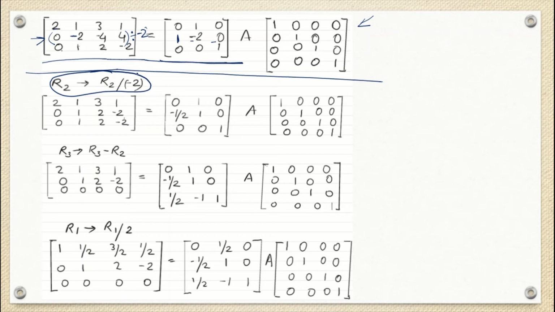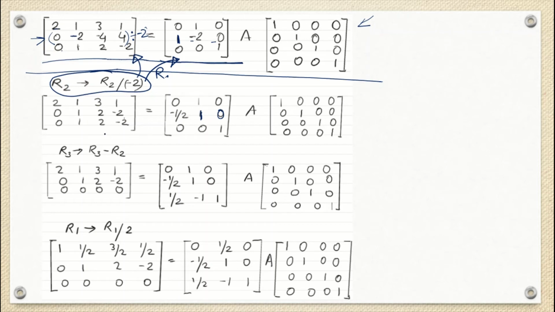Similarly, whatever operation I have performed in the left hand side, the same operation I have to perform on the right hand side also. But in the right hand side, I have to perform it on the prefactor, because this is a row operation. If it was a column operation, then I would have to perform it on the post factor. So R2 is divided by minus 2. R2 divided by minus 2 will be minus 1 by 2, and then 1 minus 2 divided by minus 2, and then 0 divided by minus 2 will be 0 only. So here I am not interested in fractional values at all.